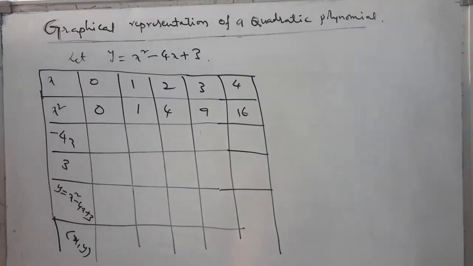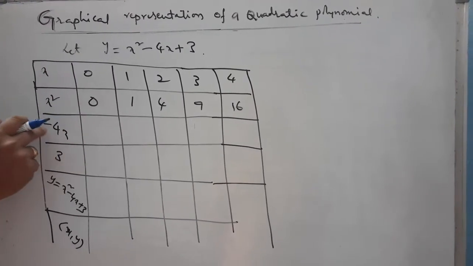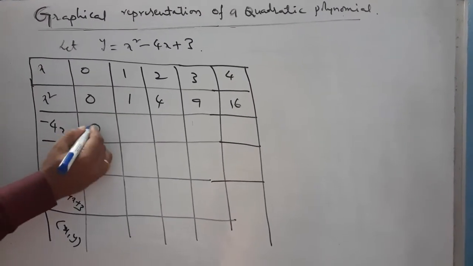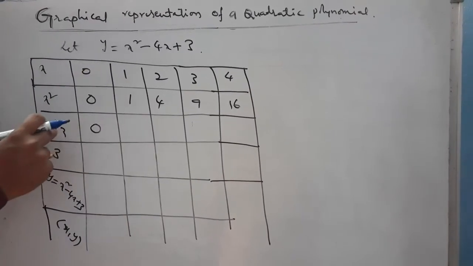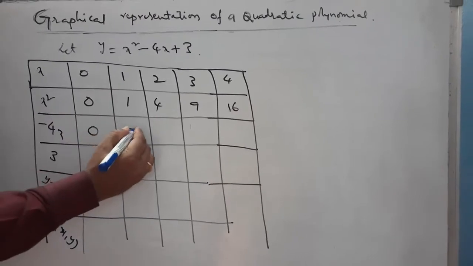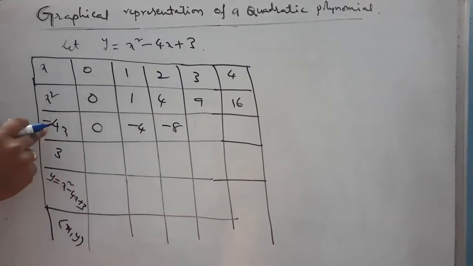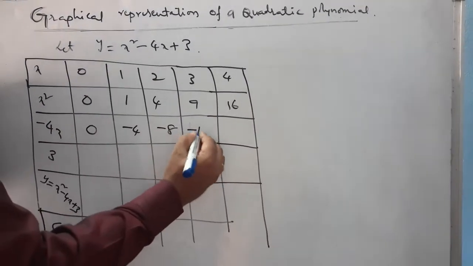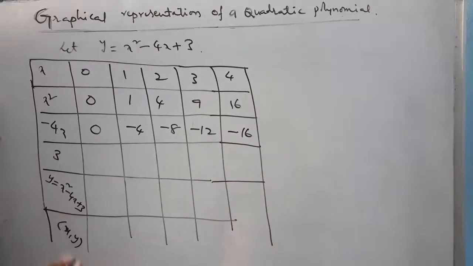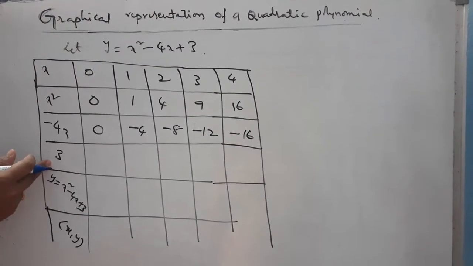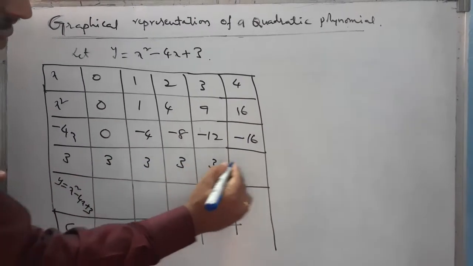Here, minus 4x. If you substitute x = 0, minus 4 into 0 becomes 0. Substituting x = 1, minus 4 into 1 is minus 4. Minus 4 into 2, we will get minus 8. Minus 4 into 3, minus 12. Minus 4 into 4, minus 16. Here 3 is a constant, so it remains the same: 3, 3, 3, 3, 3.